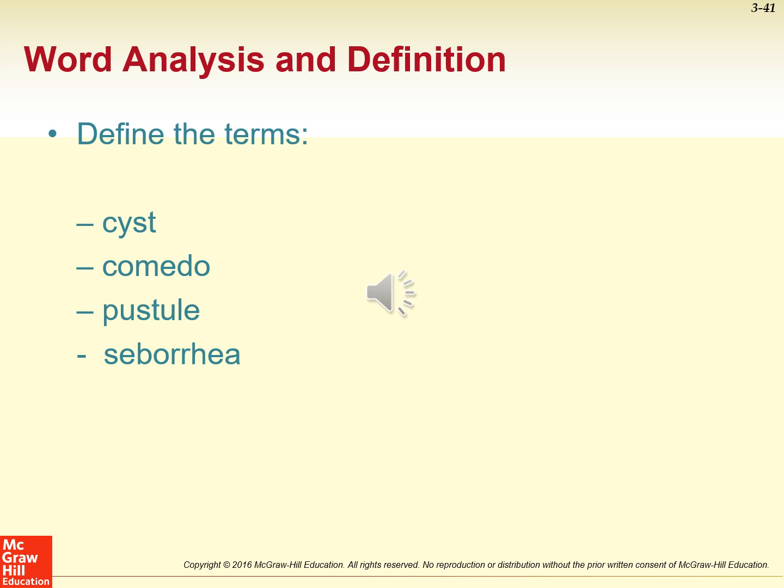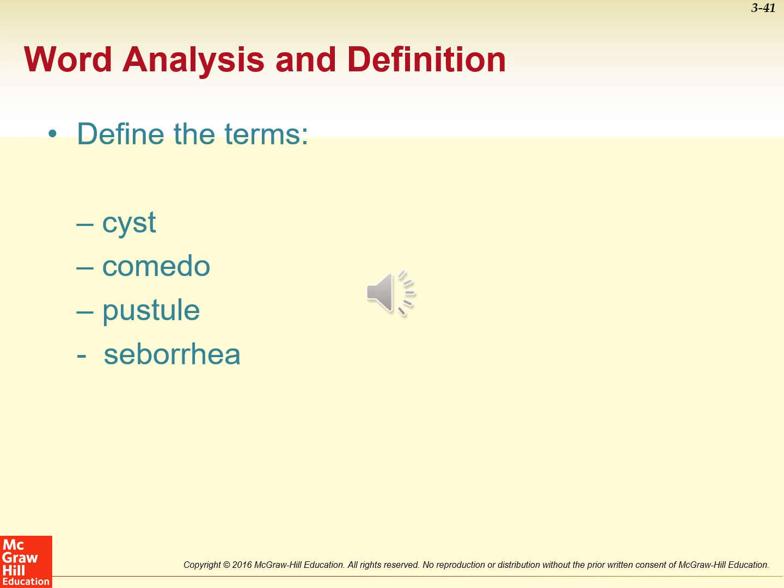A cyst is an abnormal fluid-filled sac surrounded by a membrane. A comedo is a whitehead or blackhead and is produced when too much sebum and too many keratin cells block the hair follicle. A pustule is a small protuberance on the skin containing pus.